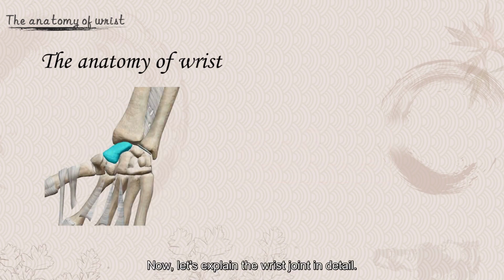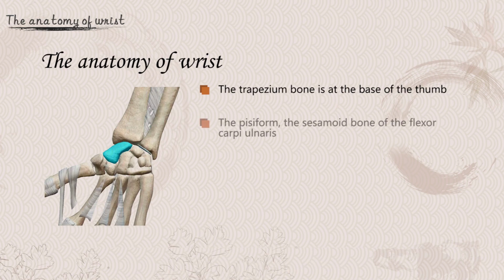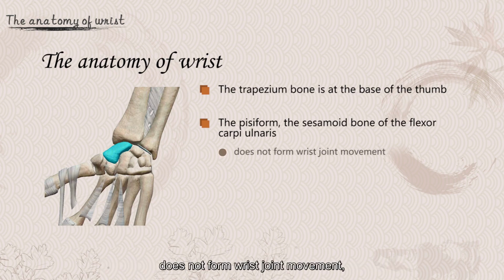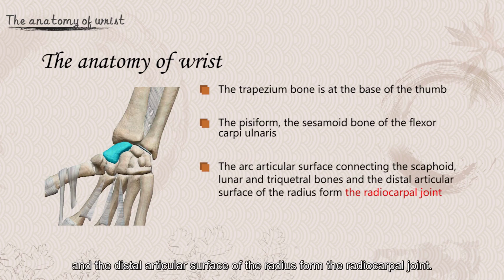Now, let's explain the wrist joint in detail. The trapezium bone is at the base of the thumb. The pisiform, the sesamoid bone of the flexor carpi ulnaris, does not form wrist joint movement, but can increase the ulnar flexion.